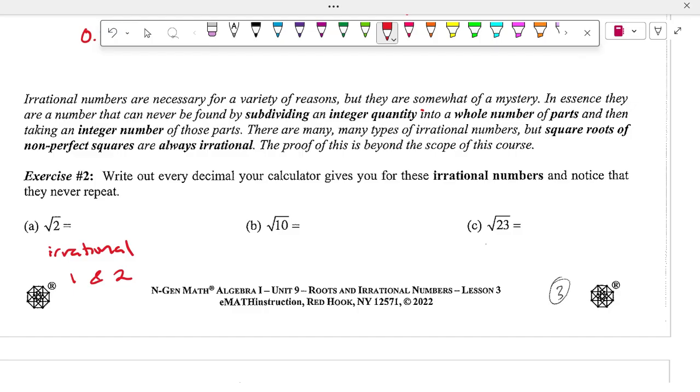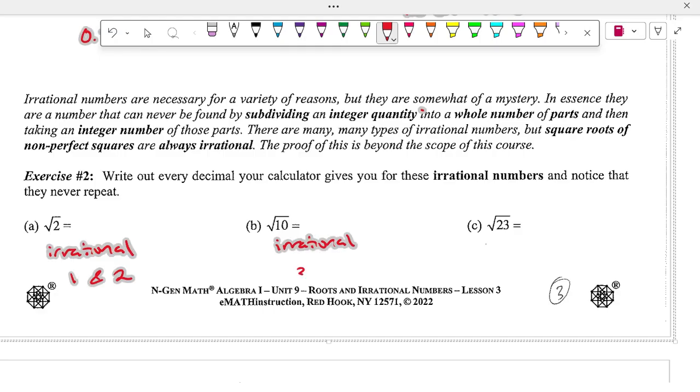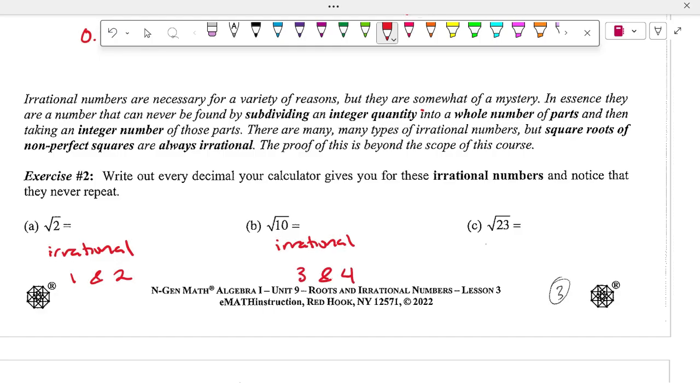What about square root of 10? Rational or irrational? Irrational. What two numbers do you think it would be between if we had to guesstimate? 9 and 16. So if we're talking square root wise, 3 and 4. So those are the actual two whole numbers. So if you put square root of 10 in your calculator, it would be 3 point something. All right.